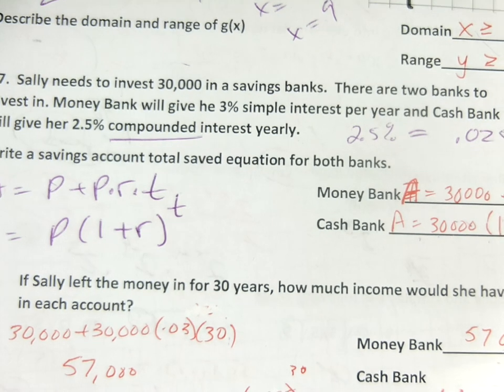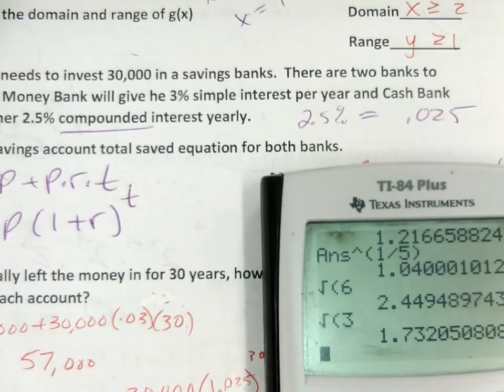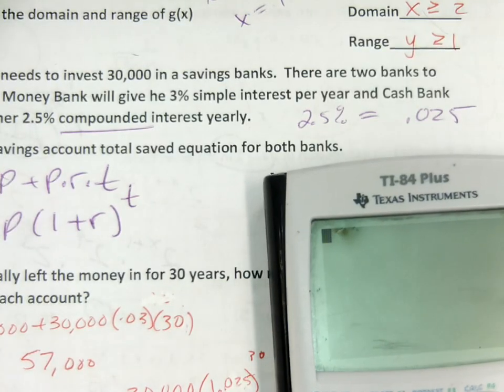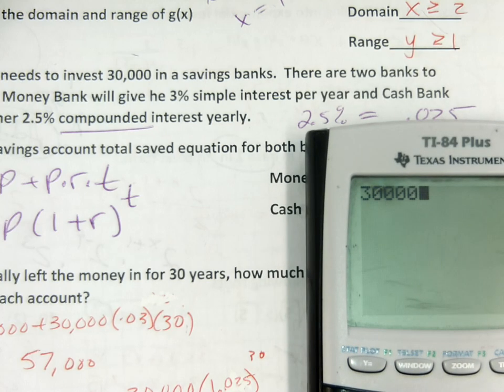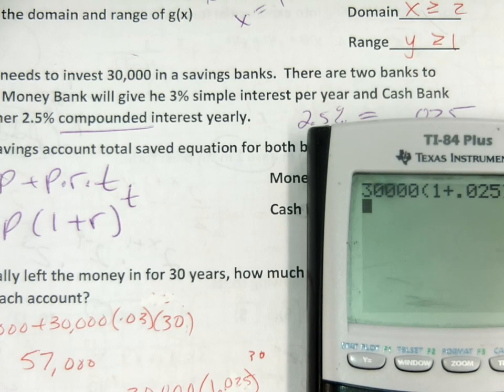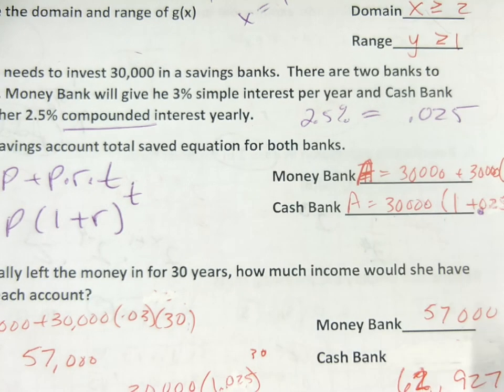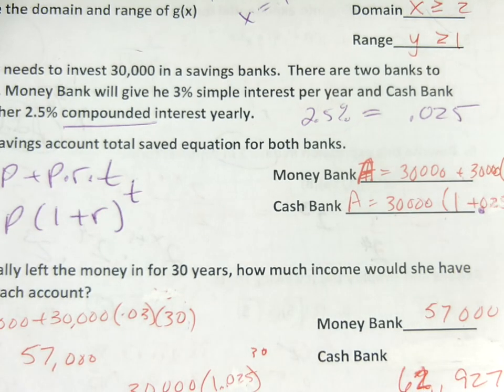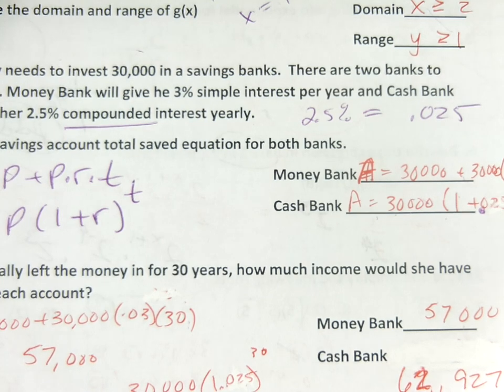For Cash Bank, I put my 30 up there in the exponent. I can show that if you need to. I could just go 30,000 in my calculator, 30,000 times 1 plus 0.025 to the 30th power, and there I get about $62,927, okay? All right. And then if I graph them, they both start at about 30,000, right?